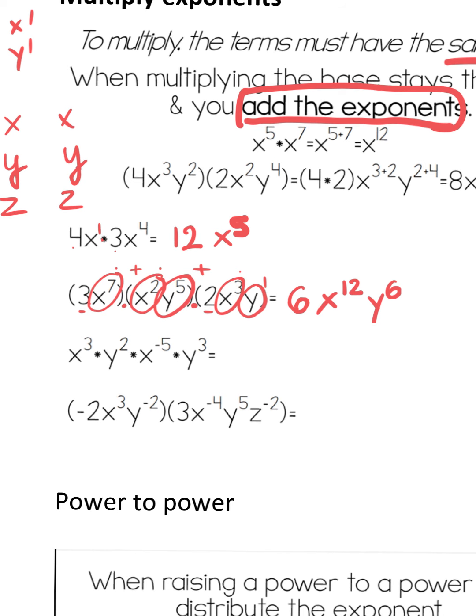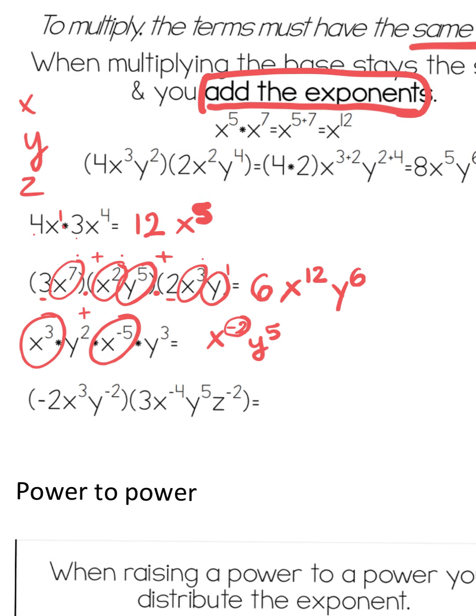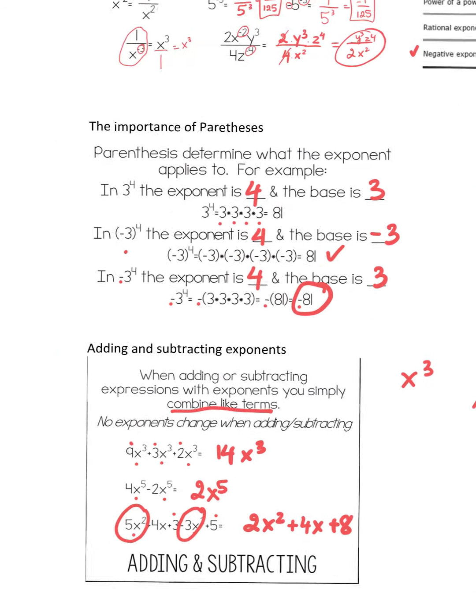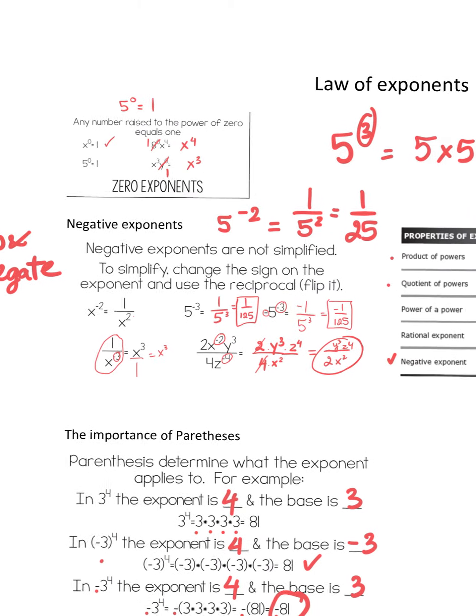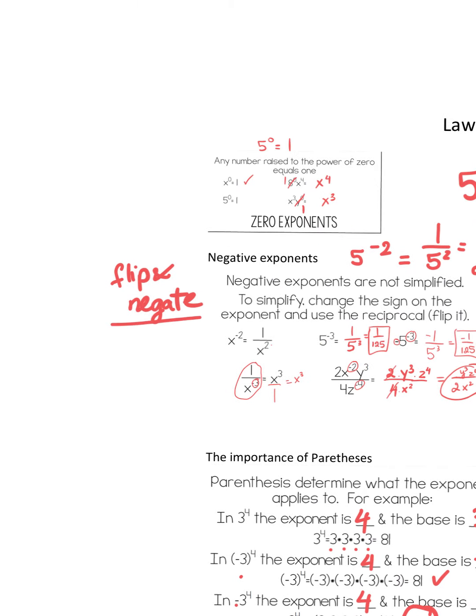x^3, x^-5. Okay? So we add the exponents. The base is the same, x goes with the x. 3 plus a negative 5 is negative 2. y raised to the power of 2 and y raised to the power of 3 is y raised to the power of 5. Now we have to simplify because this is a negative exponent. We flip and negate, to remember, we have done that one earlier. Negative exponent, we are going to flip and negate.